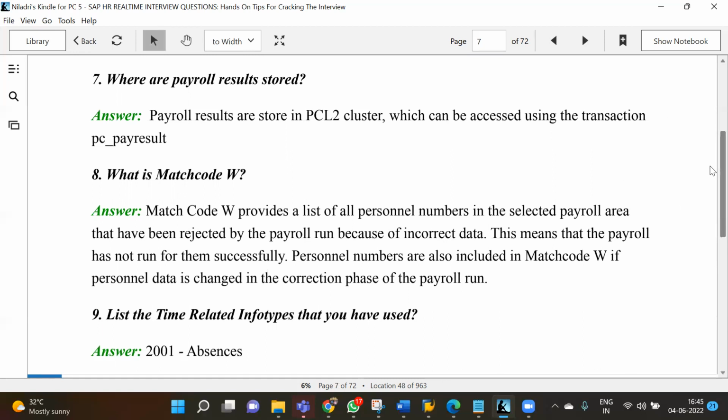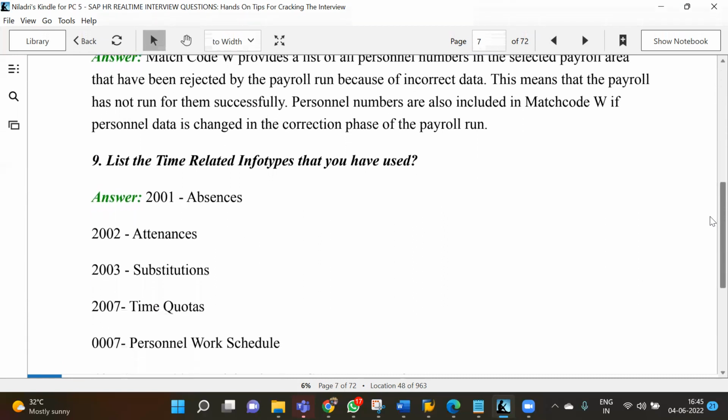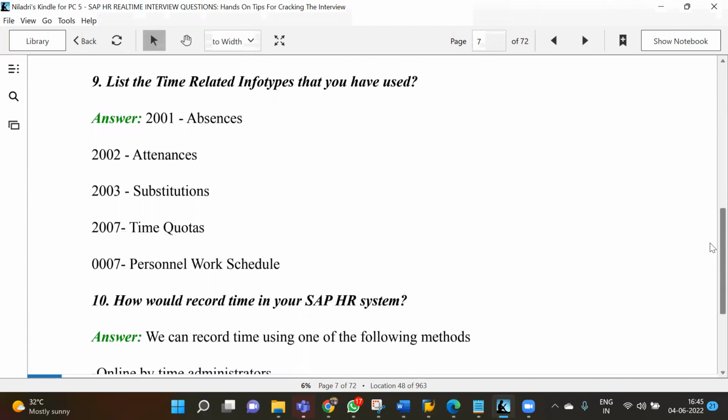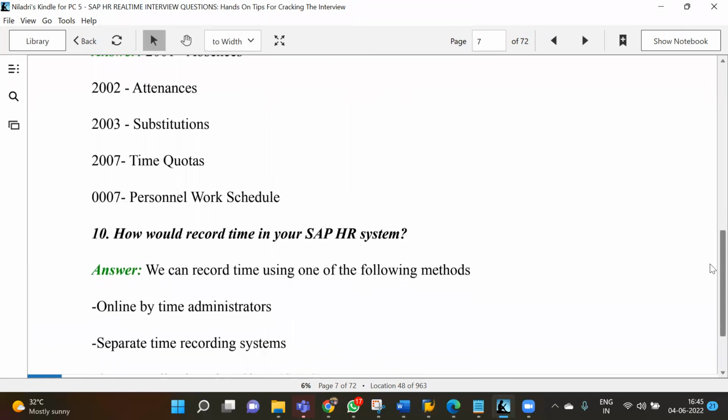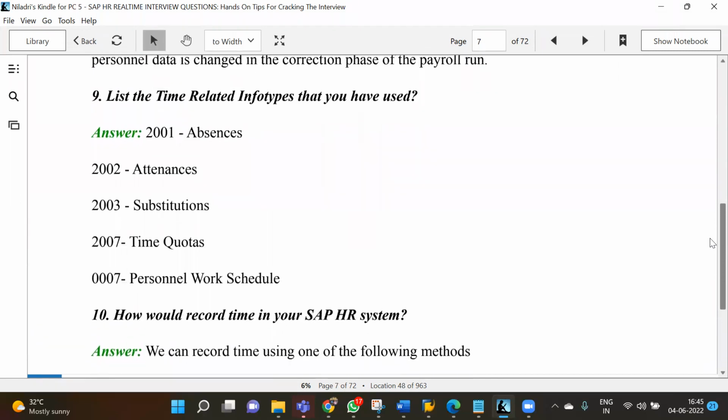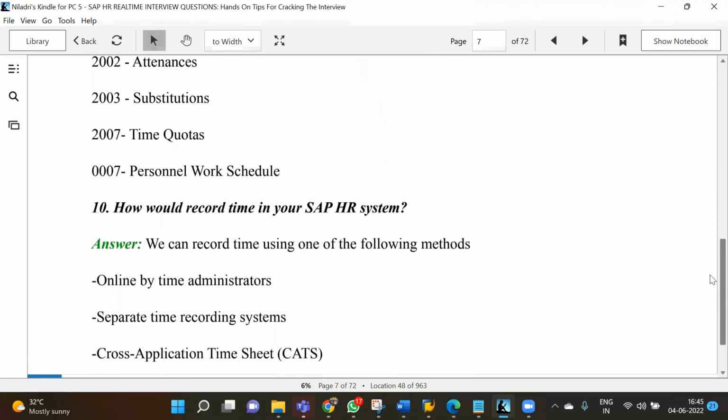Right. So then they asked about the time-related info types. So you can see the 2001 series, 2001, 2002, 2003, 2007, 0007. So they are the different time-related info types, right?